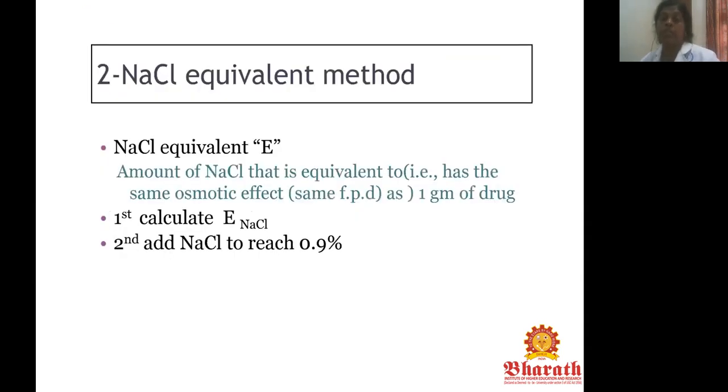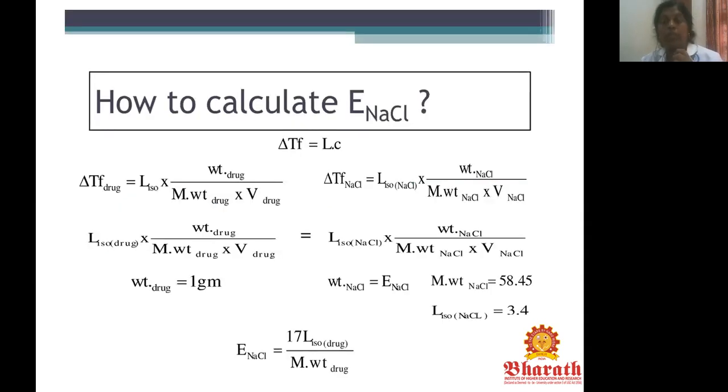Second method, NaCl equivalent method. In this NaCl equivalent method, the amount of NaCl that is equivalent to the same osmotic pressure as 1 gram of drug can be calculated. And secondly, we add NaCl to reach 0.9 percent, which is isotonic in nature. So how to calculate the eNaCl? These are the formulas we have to apply to calculate the eNaCl, the equivalent of NaCl.